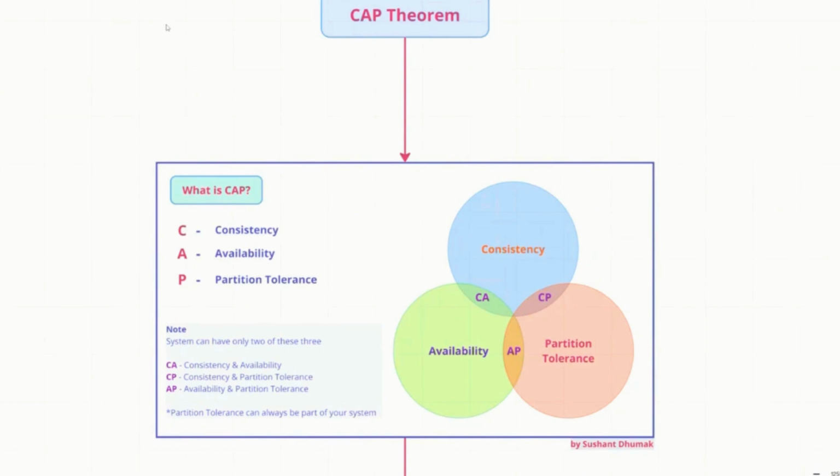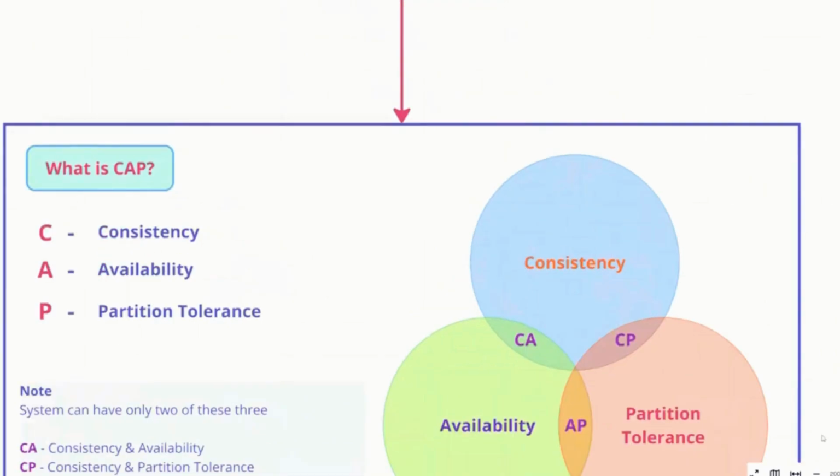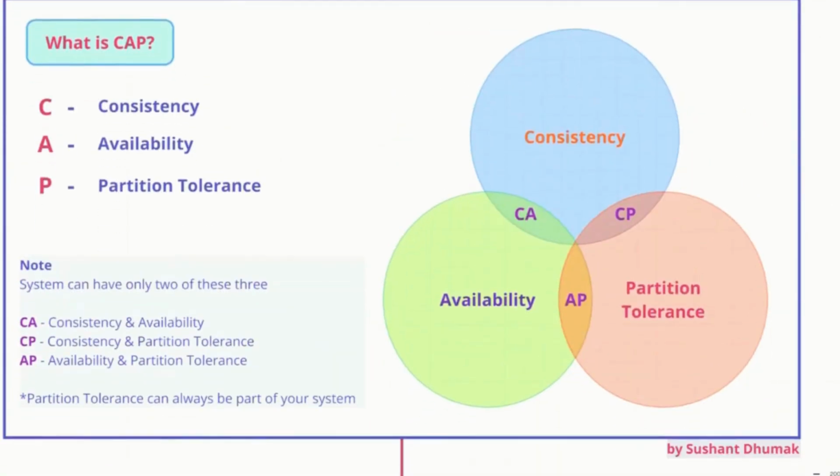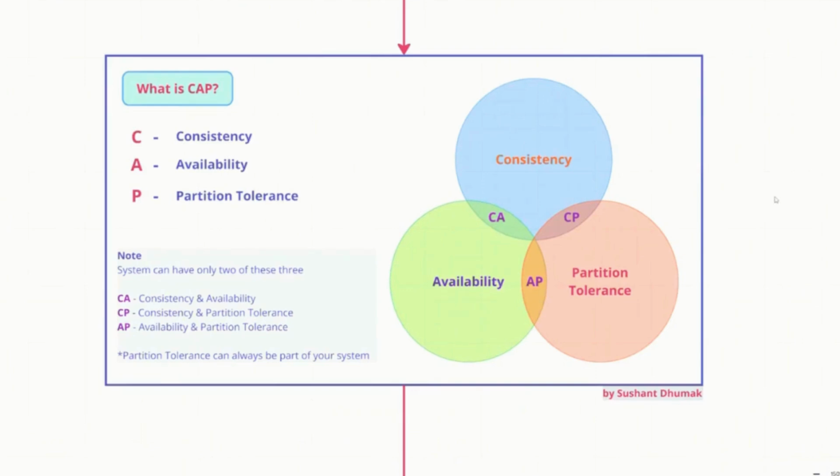So CAP theorem, there is a full form for CAP. Let me just zoom a little bit so that we all can see it clearly. Okay. So C stands for consistency, A stands for availability, and P stands for partition tolerance. Here I have shown some kind of diagram. If you Google it, you will see a similar diagram all over the place if you talk about CAP theorem. So CAP is just a combination of three things.